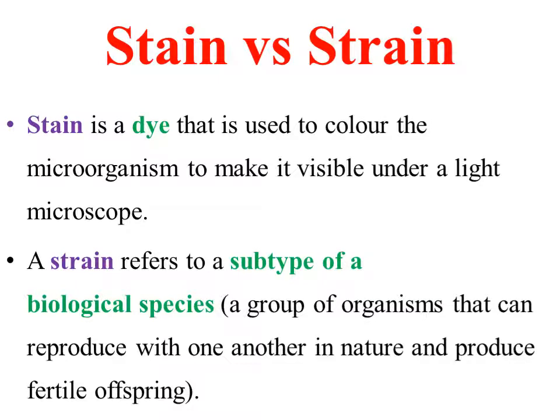These two are the terms that we use often in microbiology. Number one is stain. That is what we are discussing now. Stain is a type of dye that gives color to the microorganism in order to make it visible and clear to see under a microscope. And number two is strain. A strain is nothing but a subtype of a species.